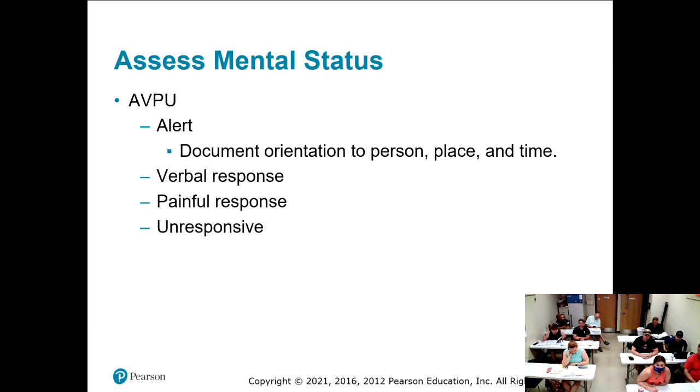So we went over AVPU. When you document someone that's alert, you want to document what they're oriented to. So if someone's conscious, alert, oriented times 1, what are they oriented to? Person, place, or time. I usually put it in little brackets in my report. I'll write CAO times 1 and then in brackets put person.